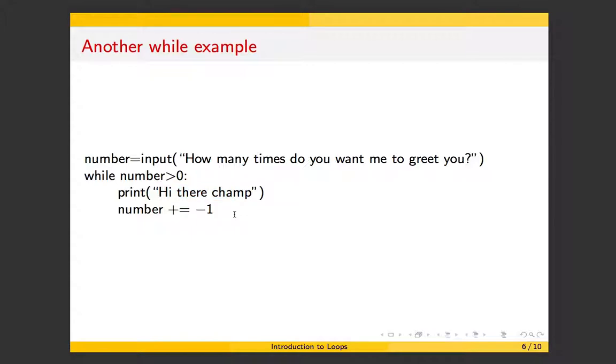So if the user enters 5, this loop will run 5 times. 5 is the initial value of number, then you get to 4, 3, 2, 1. Number will eventually reach 0. 0 is not bigger than 0, right? This becomes false, so you break out. Okay, so however many times the user tells you to greet them, this will greet them.